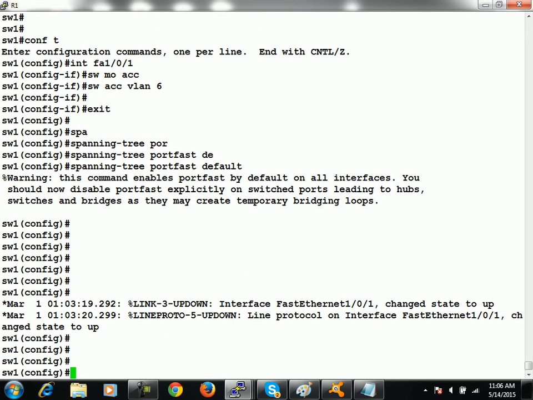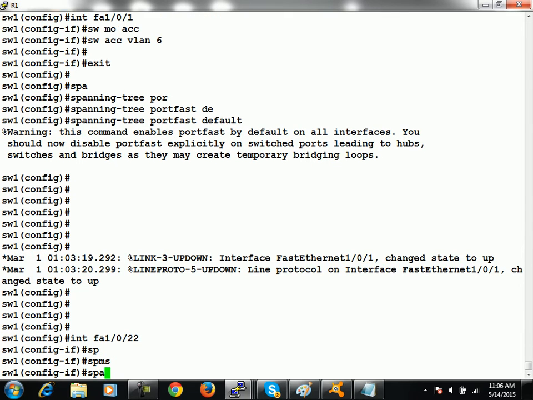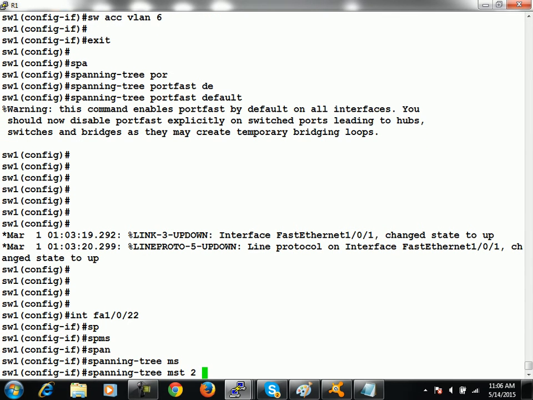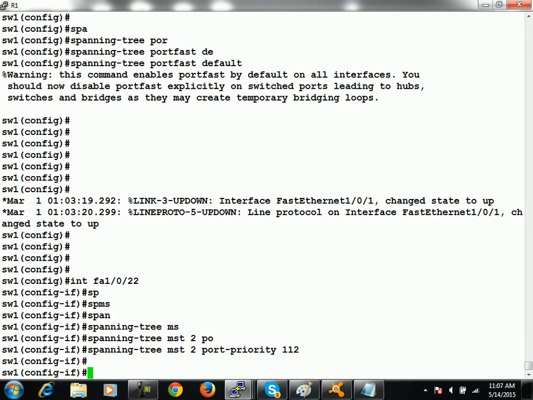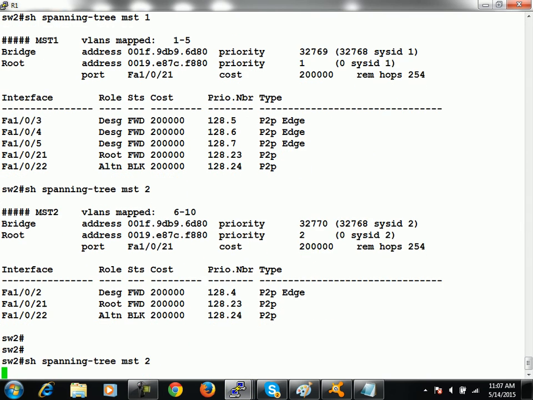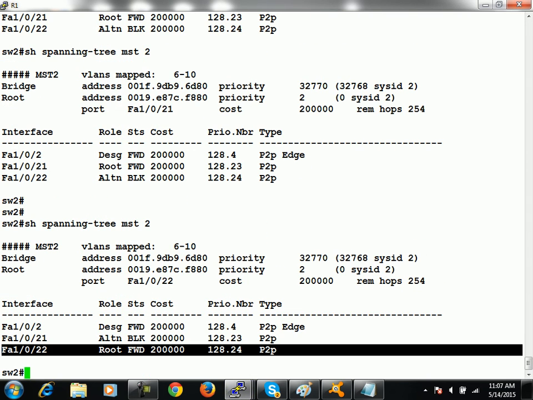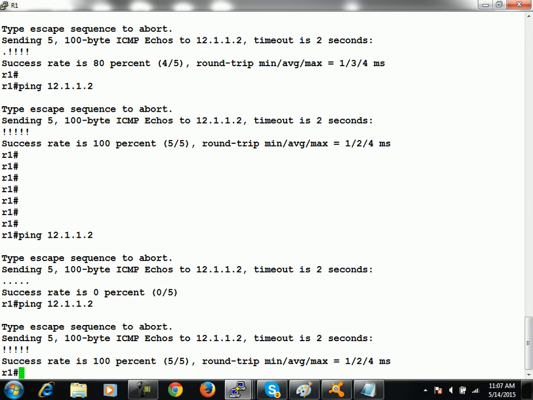We can manipulate its RP election from the end of switch 1 itself. I can move on to Fa0/21 or 22, and then I can say spanning-tree mst 2 port-priority 112, lower than 21. Is it not? Once you do this modification at the end of switch 1, you will see that for instance 2 on switch 2, 22 will become the new RP. And once again, if you move on to R1 and try to communicate with R2, in this way you can perform it.